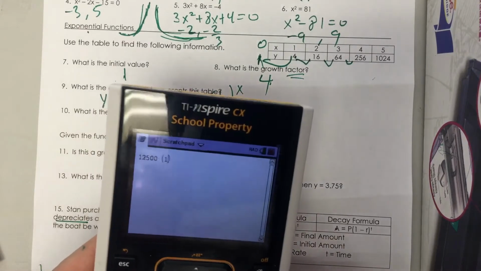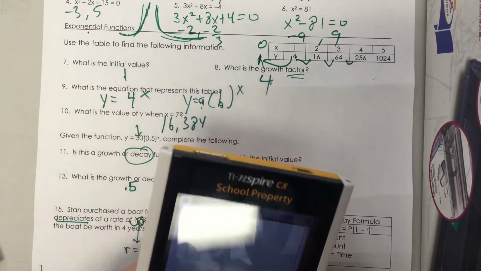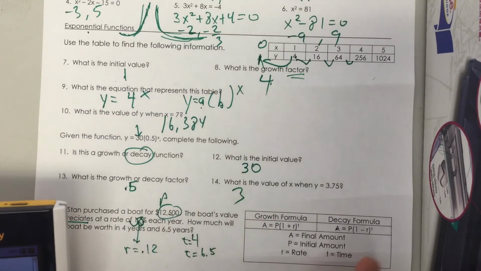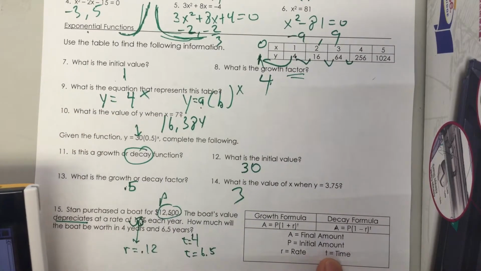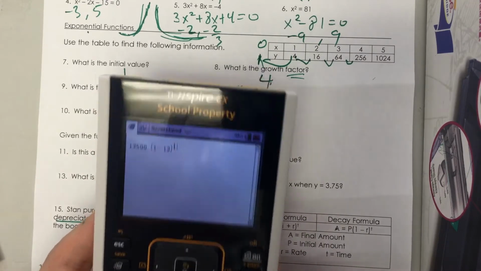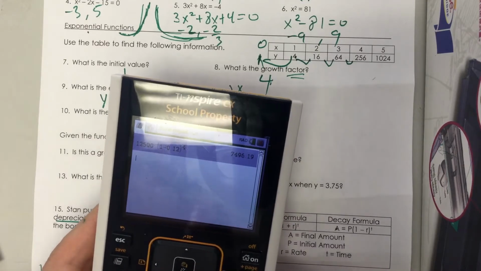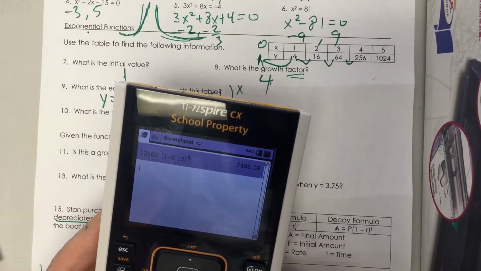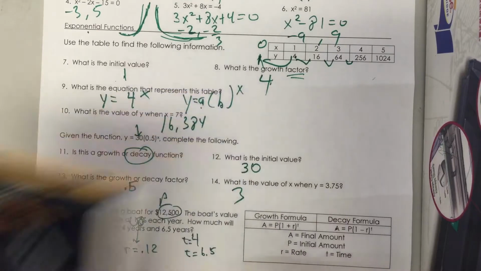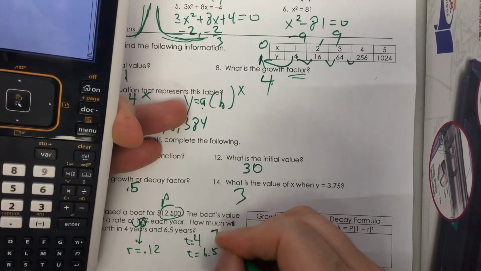So 1 minus the rate, and our rate is 0.12, like I just said, raised to the power of t. T is the time. The first one is going to be raised to the power 4. The answer is $7,496.19. Okay? So that's when the t is 4.